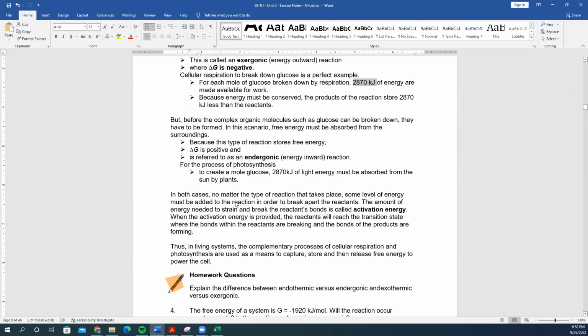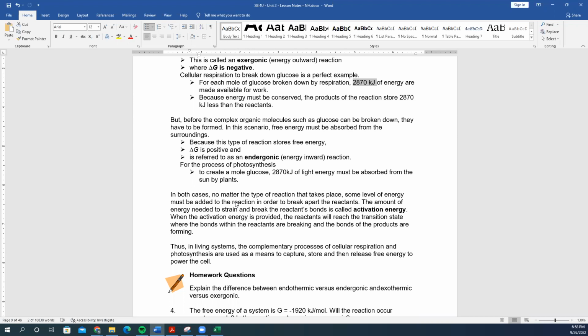So these complex organic molecules, such as glucose being a good example of one, have to first be broken down. And when they get broken down, free energy has to be absorbed from the surroundings in order for them to break down, because they need an input of energy to destabilize those covalent bonds to the point where they break apart. And so in this part, this type of reaction is delta G is positive and is referred to as an endergonic reaction.